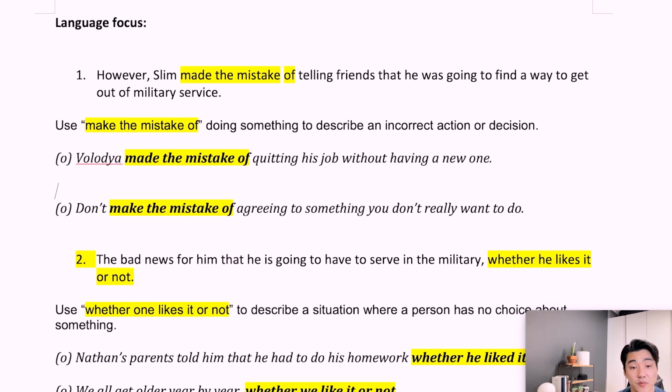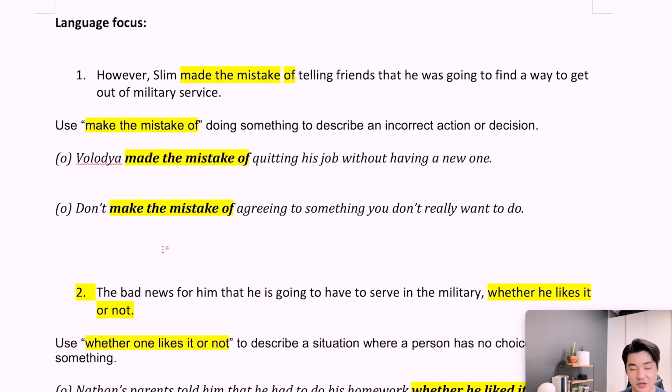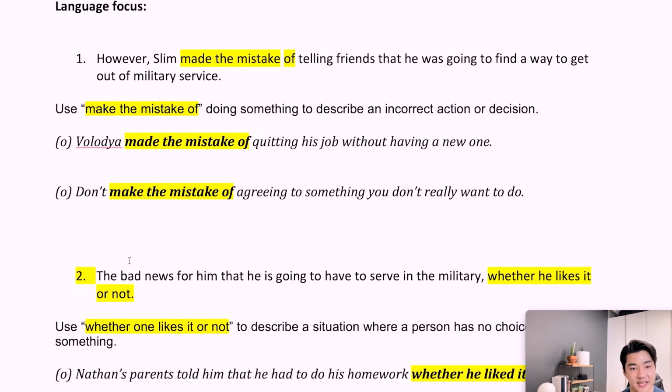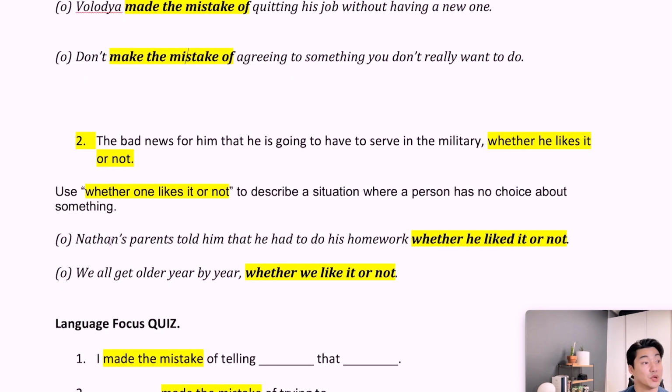Next example, don't make the mistake of agreeing to something you don't really want to do. 동의하고 싶지 않은 것에 동의하는 실수를 하지 마라. Yeah, that's a very simple piece of advice, and I have not done that before. I have also agreed to do things that I didn't want to do, but yes, it makes a lot of sense. So yes, make the mistake of. Let's go on to 2번 now.